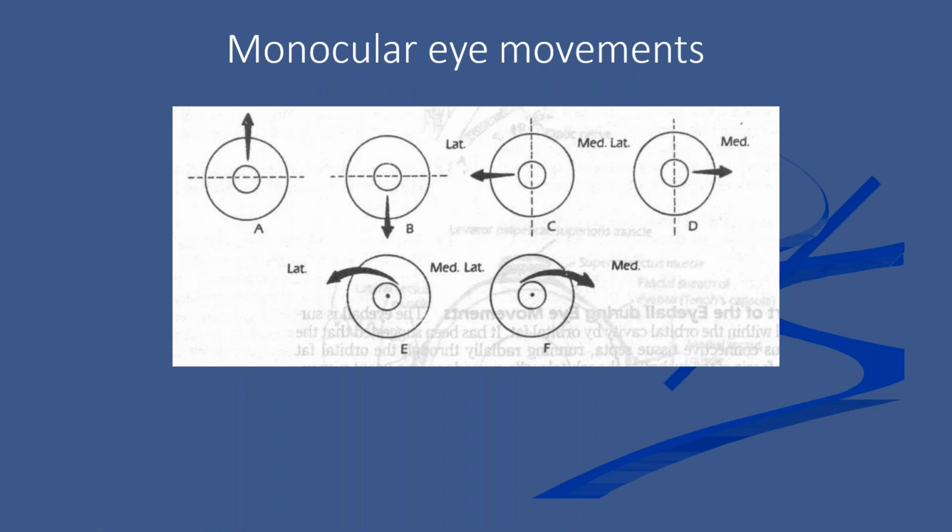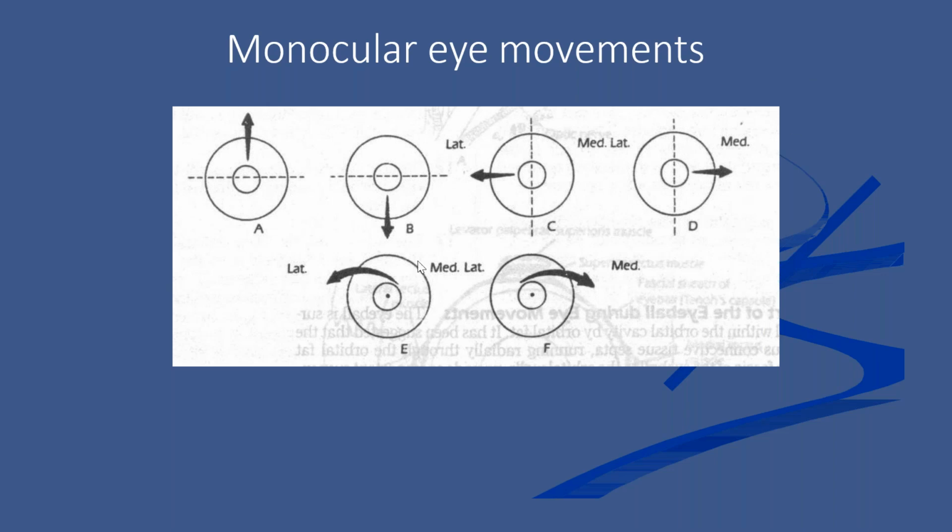So along the horizontal axis, what is going to happen? The eye is either going to elevate or it's going to depress, right? So figure A is elevation, figure B is depression. This is what we're talking about with monocular eye movements. Along the vertical axis, the eye can go either nasally or temporally. If it is going temporally, that is abduction of the eye. When it's going nasally, that is adduction of the eye.